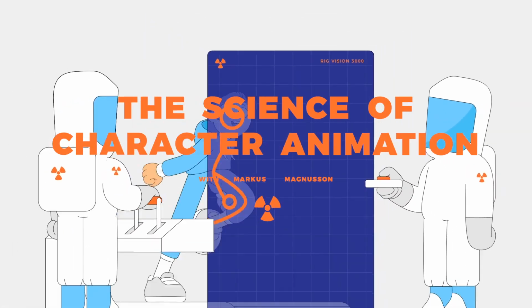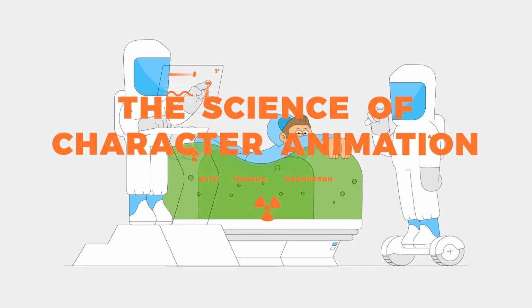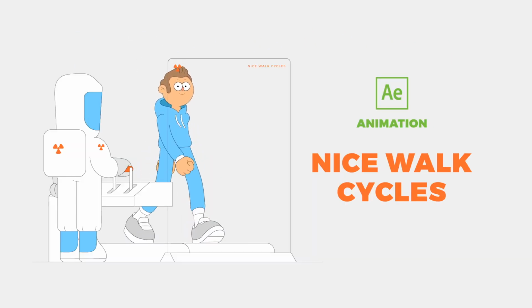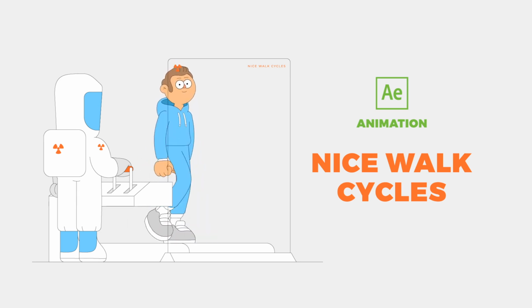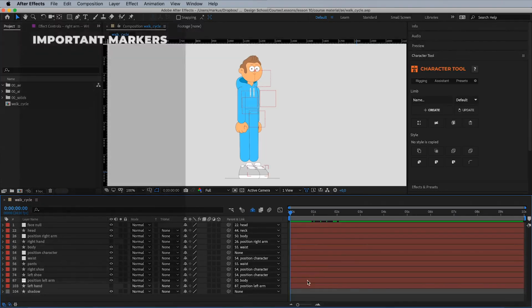Welcome back, fellow animators. In this lesson, you'll learn how to make your character walk on 12s. That is 12 frames per step, which is one of the most common tempos when doing walk cycles. First thing we'll do is to set out some markers, and here it's very important that you place them at the exact same time as I do.